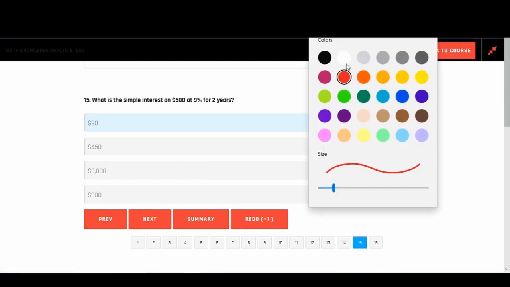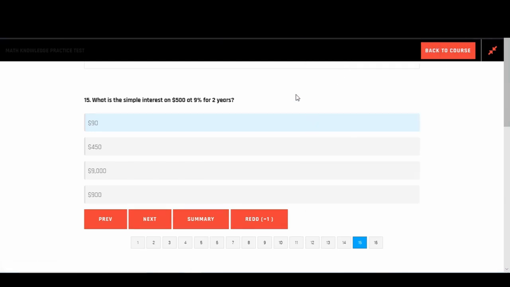All right, number 15 says, what is the simple interest on $500 at 9% for 2 years? So one of the formulas you should know for the ASVAB is I equals PRT, where I refers to interest, P refers to the principal, R refers to the rate, and T stands for time. This is the formula to find simple interest.